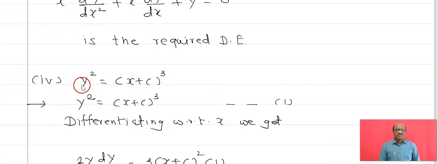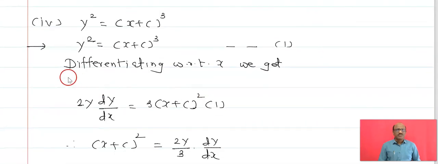Now, the next problem is a y square equals (x plus c) bracket cube. Now, this equation has one arbitrary constant. Therefore, the order of the differential equation must be 1. That is, y square equals (c plus x) cube. Differentiating this with respect to x, what is the derivative of y square? That is 2y into dy by dx, equal to 3 into (x plus c) bracket square.